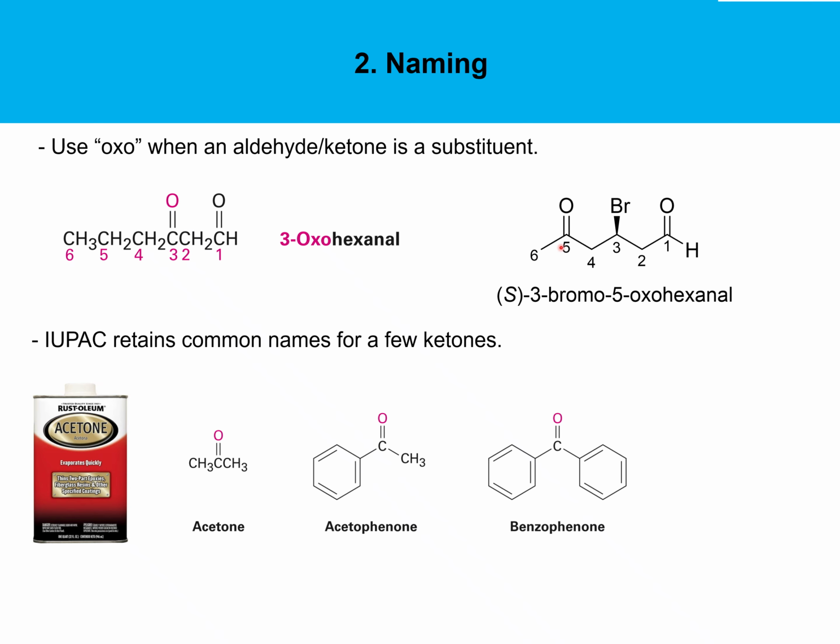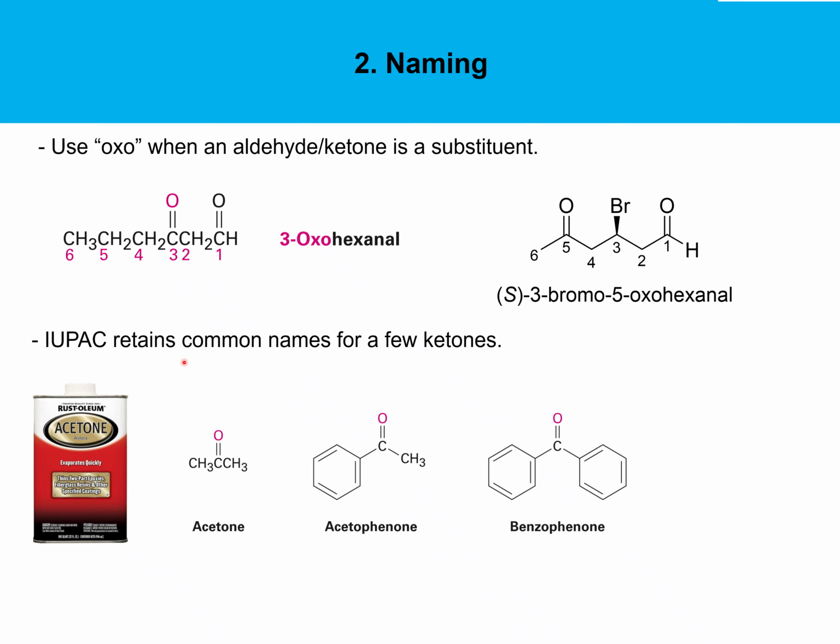So carbon 5 has the highest priority, as far as determining stereochemistry, because of this methyl group versus this hydrogen on this side. So carbon 4 has the highest priority over carbon 2. So if we go from the bromine to carbon 4 to carbon 2, we're going counterclockwise. So this is S stereochemistry around carbon 3.